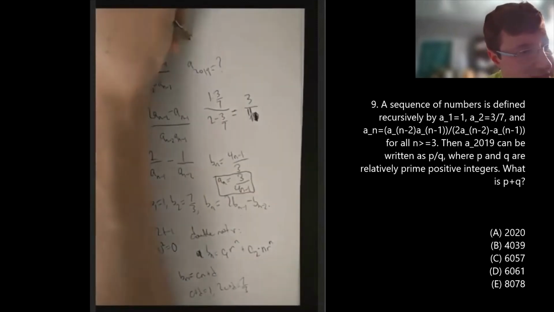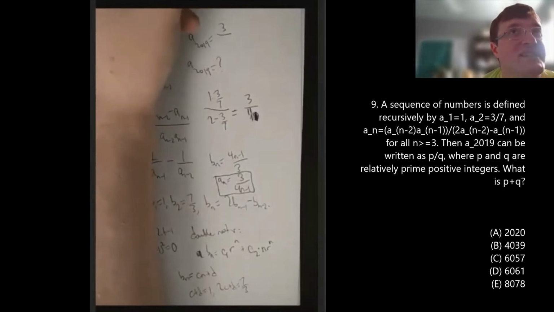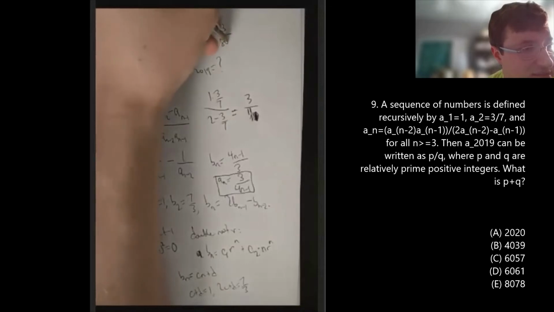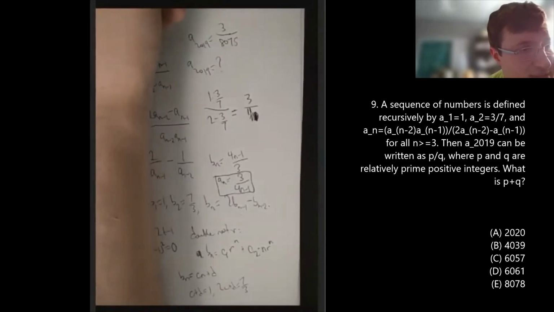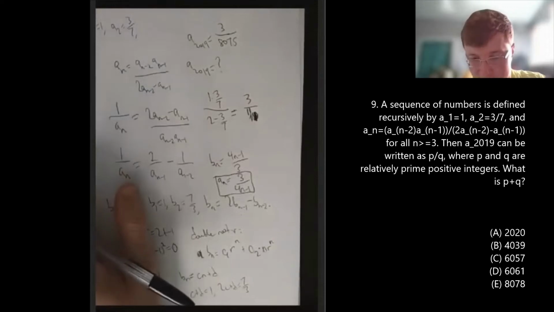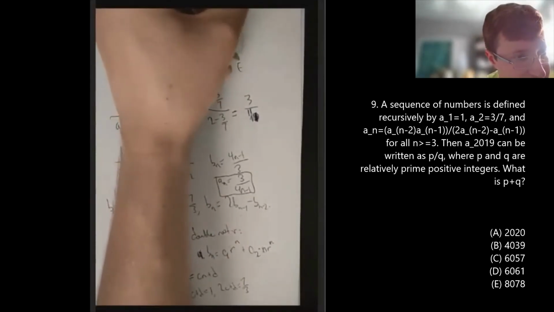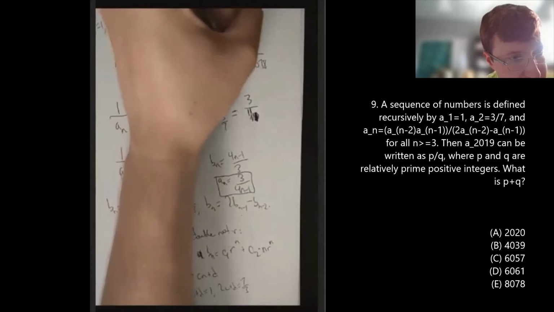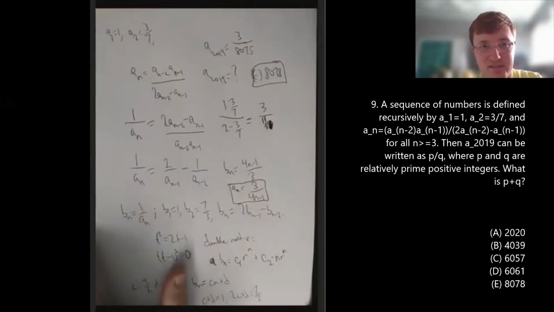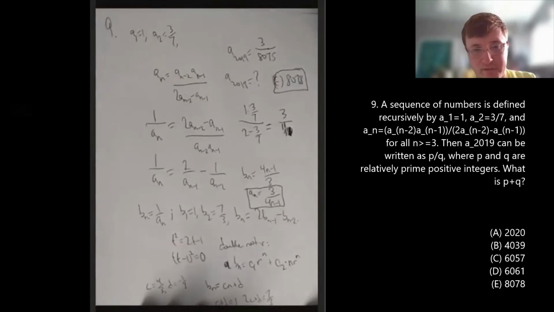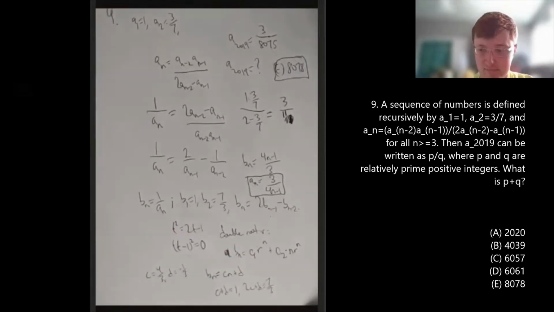So a 2019 equals 3 over 4 times 2019 minus 1, which is 8,076 minus 1, so it's 3 over 8,075. And that's not a multiple of 3. I want to know the sum of the numerator and denominator. So that's 8,078, which is choice E. Oh, and if you don't know that trick, you can always just try a few small values and see if you find any patterns.